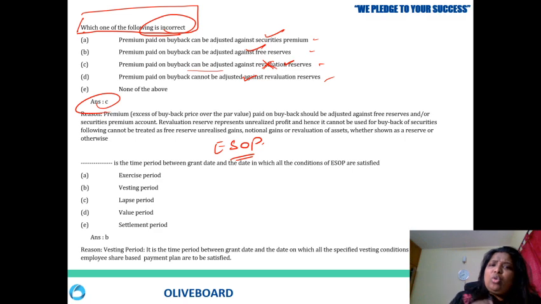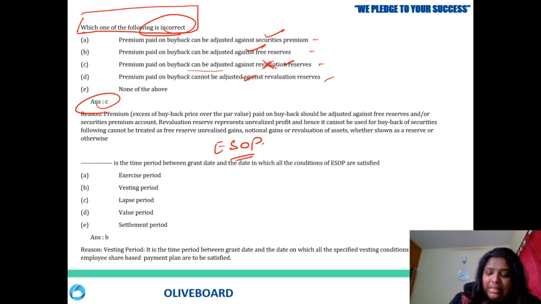In ESOP, there are so many definitions. Vesting date, grant date, exercise date, exercise period, and then vesting period, and then intrinsic value. Right issues will come in rights issues, not in ESOPs. In ESOPs there are only these things, and SAR, stock appreciation rights, cash settled, equity settled. So many things are there.